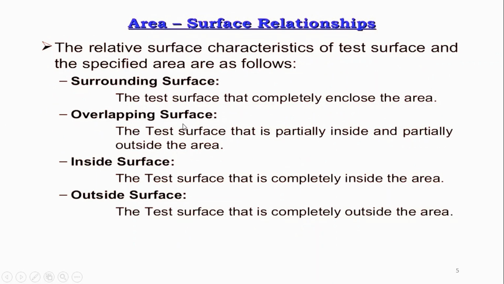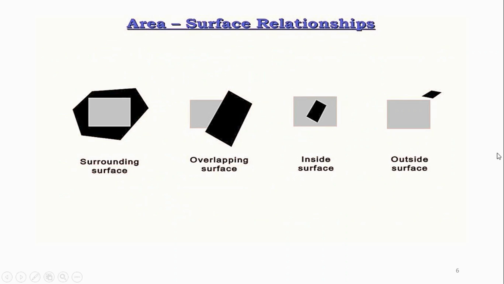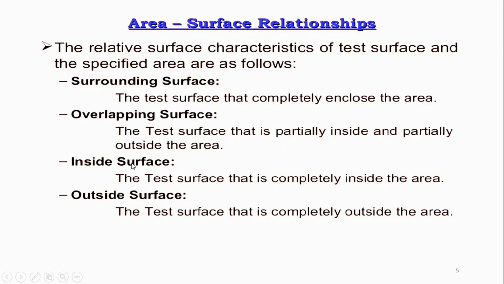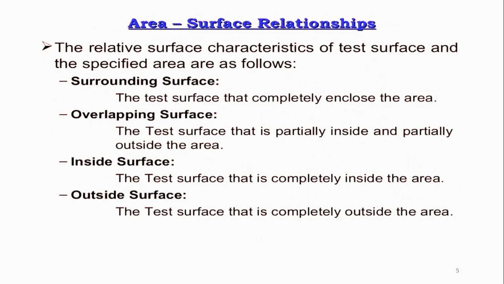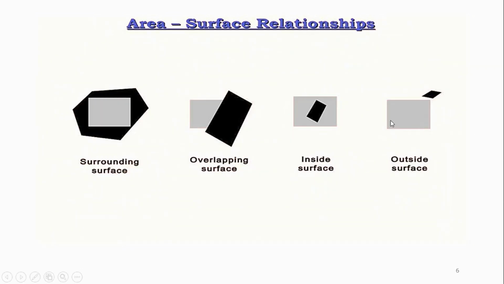The next one is the overlapping surface. The test surface is partially inside and partially outside. This gray area is a test area which is partially inside and partially outside. The third one is the inside surface, where the surface is completely inside my testing area. And the last one is the outside surface. The gray area is my test area, and this object is completely outside it. So these are the area surface relationships.